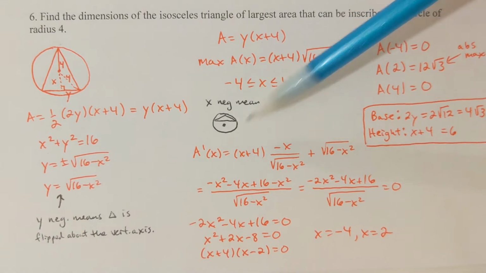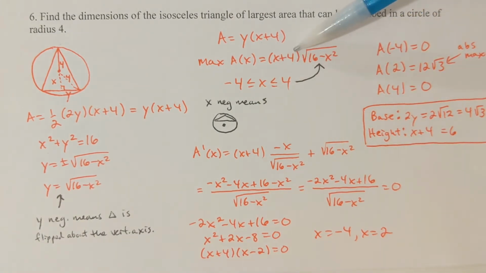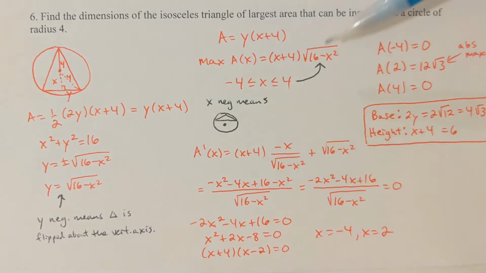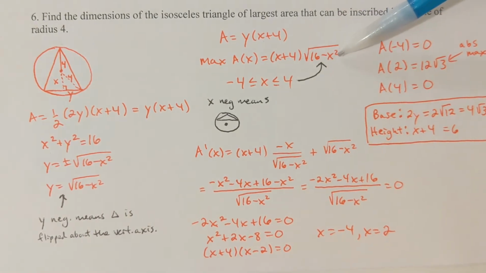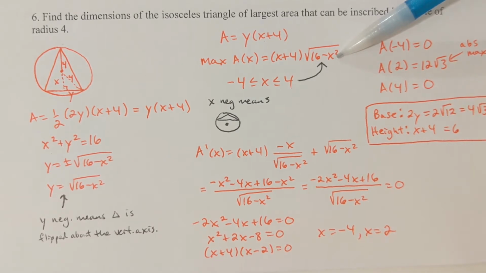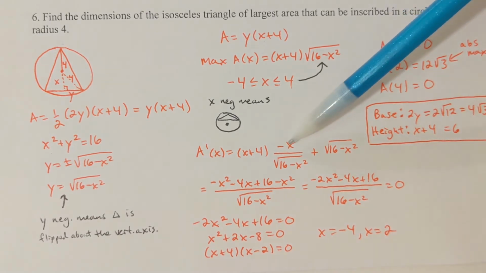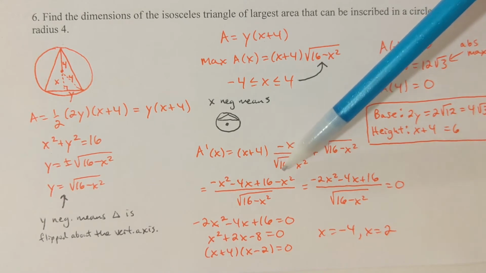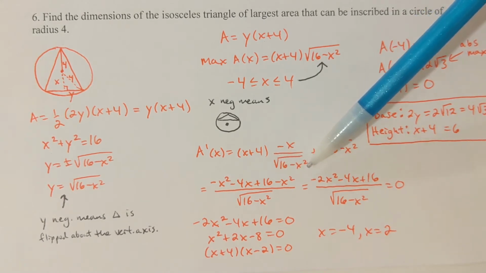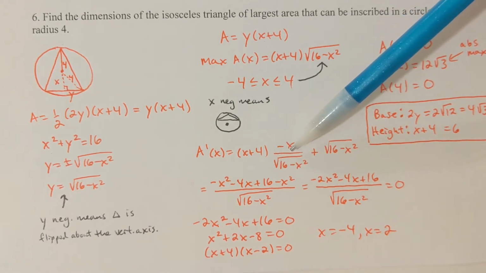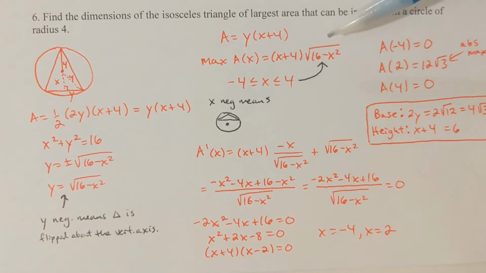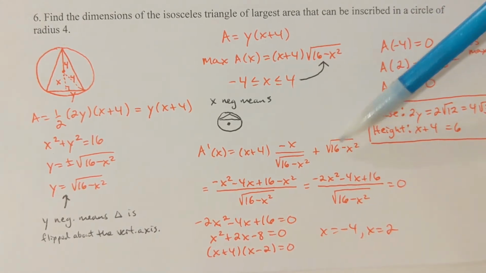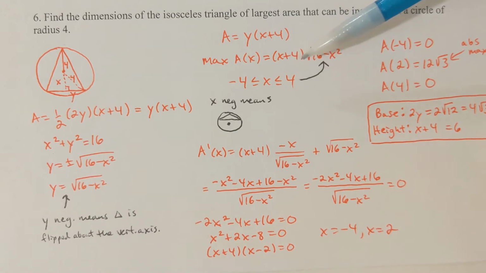I need A prime of x, that would be a product rule. So the first is x plus 4 times the derivative of the second, that'd be 1/2 times 16 minus x squared to the negative 1/2 times negative 2x. The 2's would cancel, and that would leave you with negative x divided by the square root of 16 minus x squared if you were to write that in radical form. Okay, so I got first times derivative of the second plus the second times the derivative of the first, derivative of x plus 4 is 1.